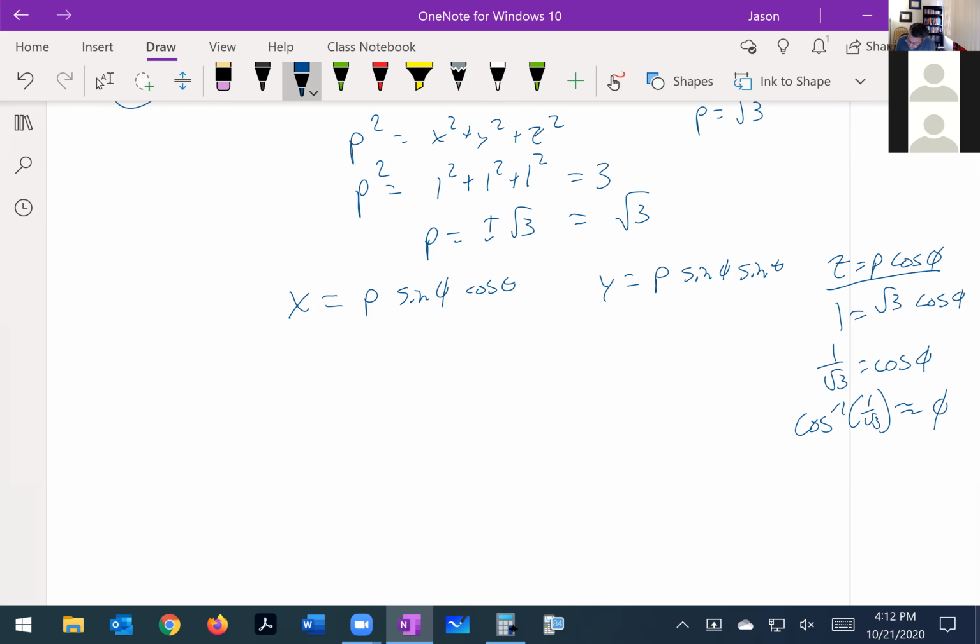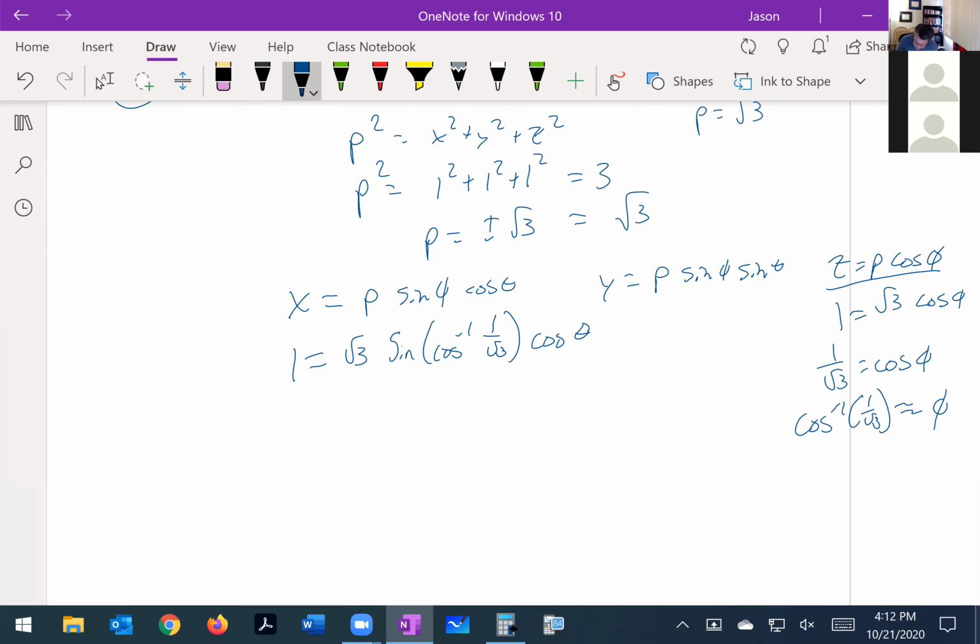Okay, so now what can we figure out? Well, we could solve for x. X is 1, right? What's rho? No, sorry, rho is radical 3. The sine of phi, well, that would be the sine of the inverse cosine of 1 over radical 3. Oh, that's interesting. Okay, and then this would be the cosine of theta. Sure, okay. So we want the sine of the inverse cosine.